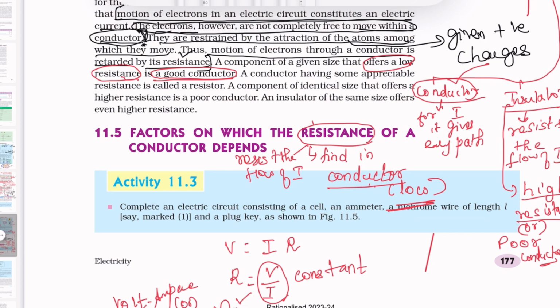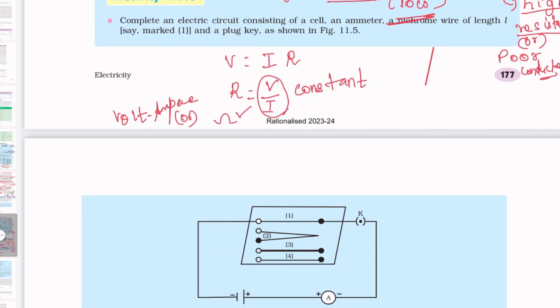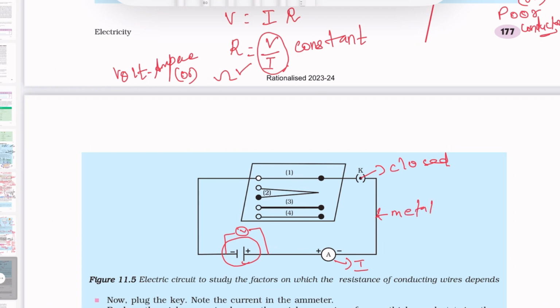For example, let us just take one circuit. Let us take this circuit. You see, here this is the cell. This cell is mainly for creating the potential difference. This is the ammeter, which I use to measure the current. This is the switch, showing that it's a closed circuit. Fine. Then where is the conductor in this circuit? This metallic wire is basically a conductor.